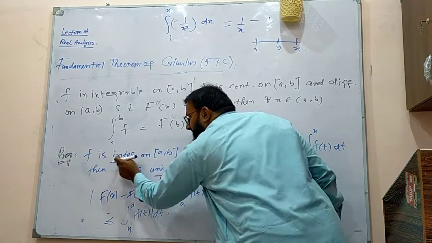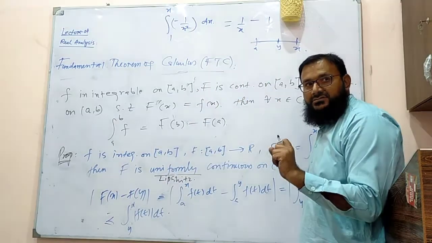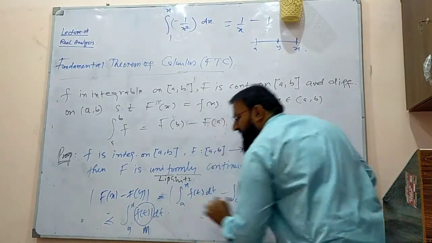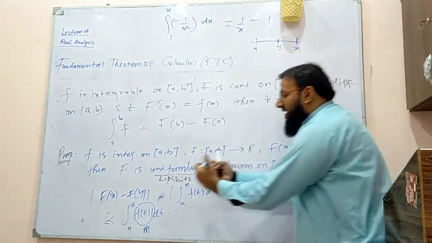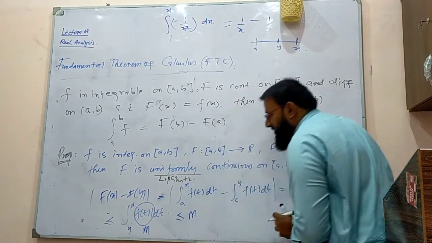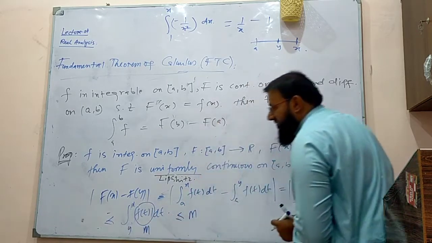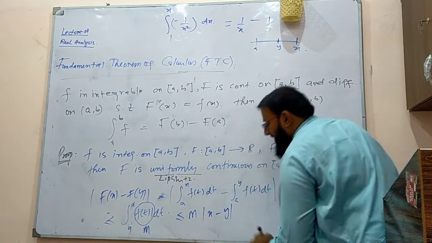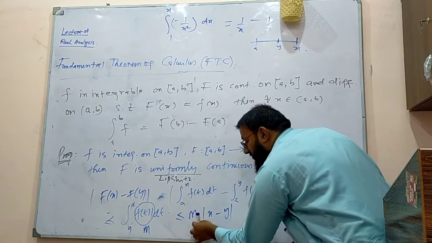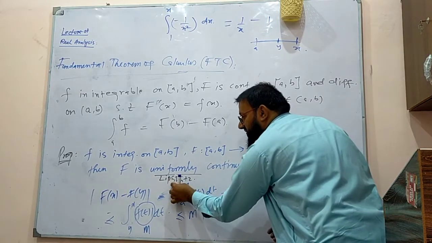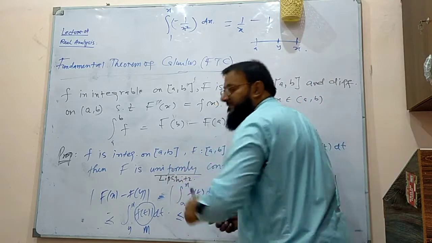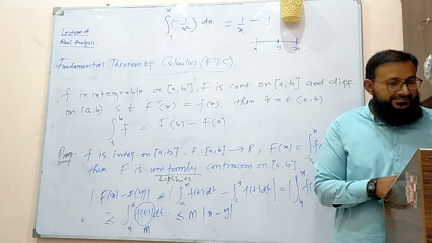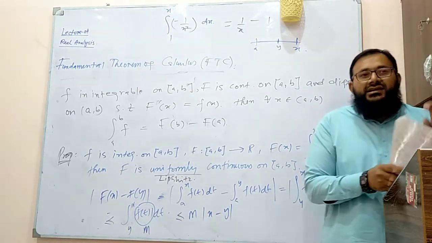And I know very well when f is integrable, it must be bounded. So this is bounded by some fixed value m. So I am putting here m because it is less than or equal to m. Then I am taking m out. So this would be equal to m times the integral from y to x of dt, which would be equal to x minus y. So the absolute value of f of x minus f of y is less than or equal to m times the absolute value of x minus y. This is what? Lipschitz. If it is Lipschitz, it must be uniform. We are done. If it is uniform, it must be continuous. But no guarantee about differentiability.